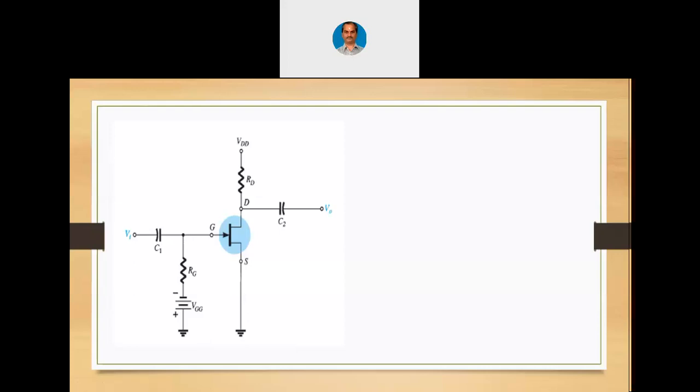Now, in BJT, we used to connect one resistor to the base and we used to connect it to the power supply itself in case of fixed bias, because we wanted to derive the base current from the power supply. Now, as in JFET, there is no gate current. There is no need to connect any resistor from gate to the power supply. Actually, JFET is a voltage control device. So, we have to apply a voltage now.